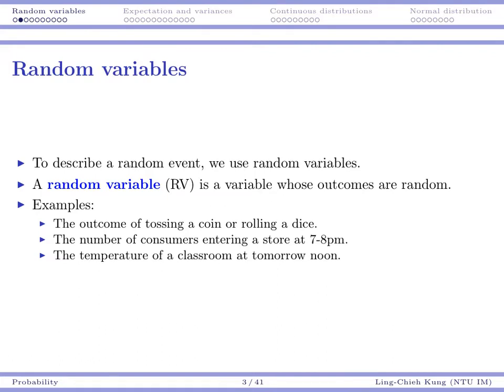Here are some examples. If I toss a coin or roll a dice, the outcome of that is random. So the outcome of tossing a coin is a random variable. The outcome of rolling a dice is also a random variable. The number of consumers who will enter my store at a particular time period is also random. Finally, the temperature of a classroom at tomorrow noon is also random. So there are always some things that we do not know for sure. Then we may measure them as a random variable.